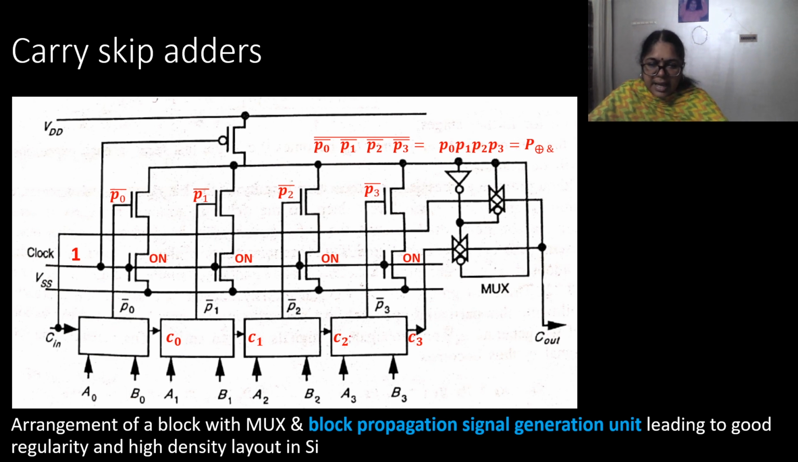Similarly, the other blocks present here, each of the blocks generates output carry of that block. In addition, they generate complement of the propagate signals P0 bar, P1 bar, P2 bar and P3 bar. These complements of the propagate signals are given as inputs to the gates of the NMOS transistors, and another NMOS transistor here has its gate connected to the clock. Now clock is equal to 1, so these NMOS transistors are on. Whether the other NMOS transistors are on or off depends upon the value of the complement of the propagate signals.